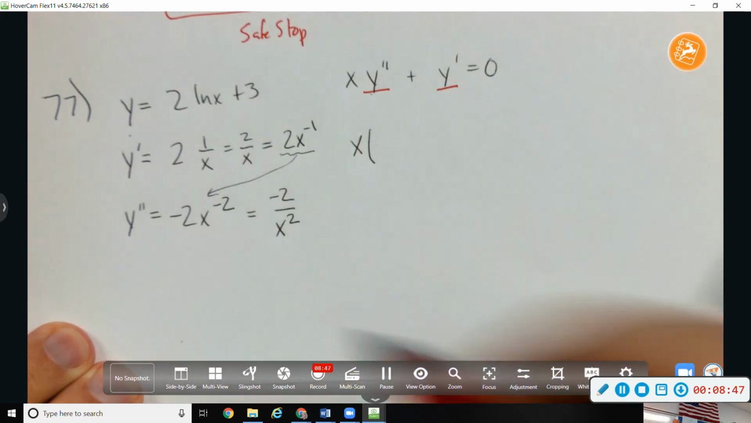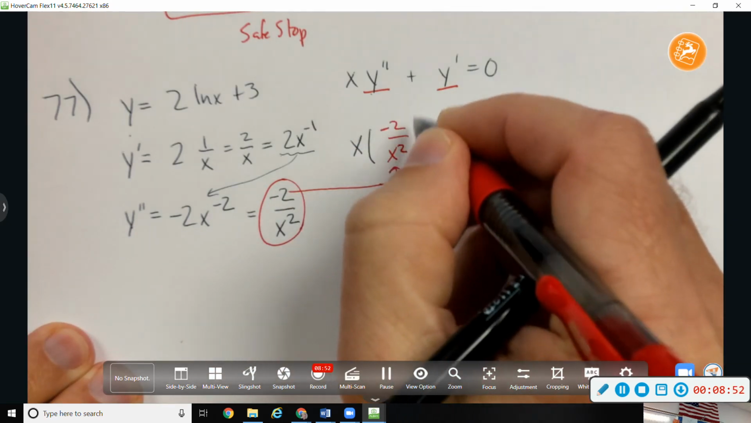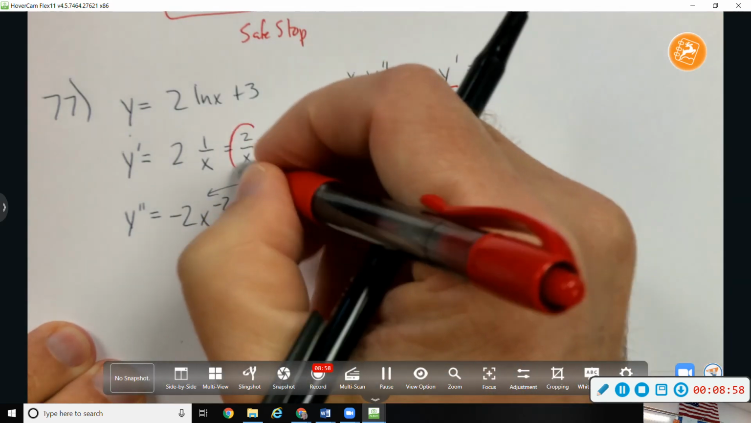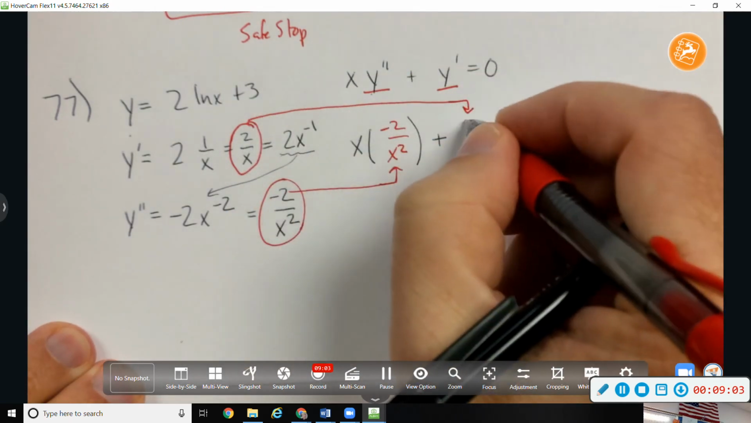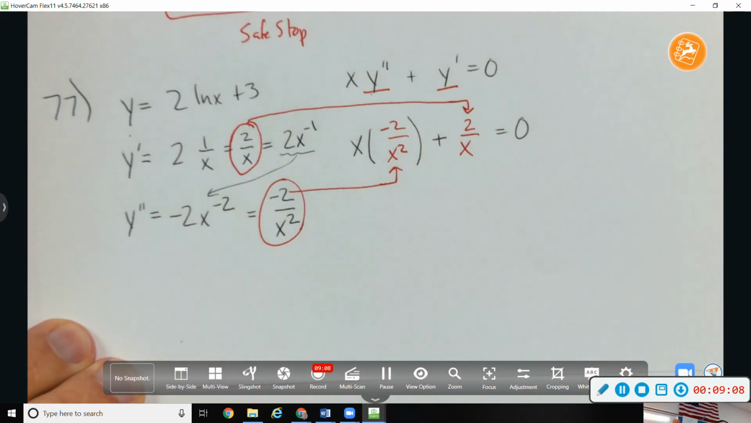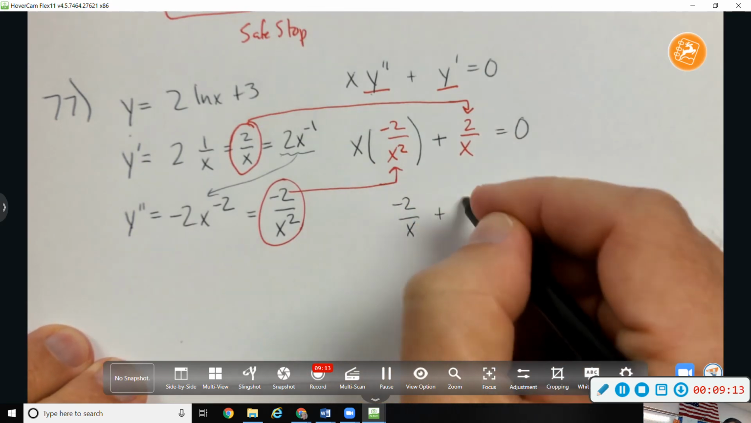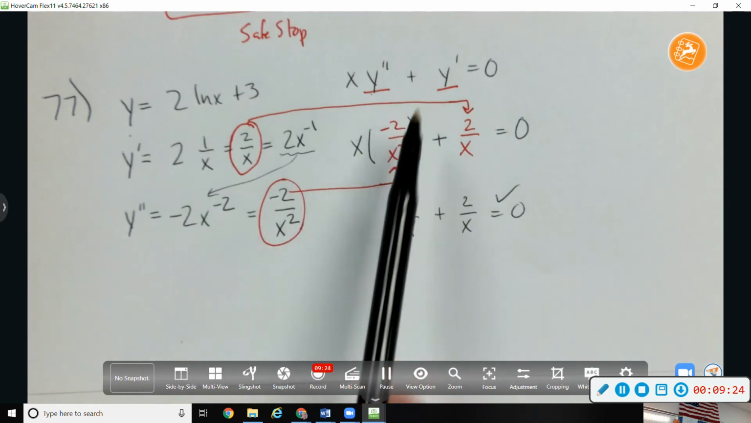So x times y double prime plus y prime. I'll go grab that version because that looks like it would be the easiest one to do. Supposed to equal 0. And sure enough, the x is reduced, so negative 2 over x plus 2 over x equals 0. So yes, it works. So 2 derivatives, plug it in to check.